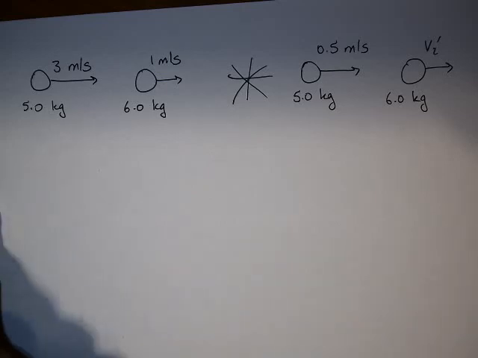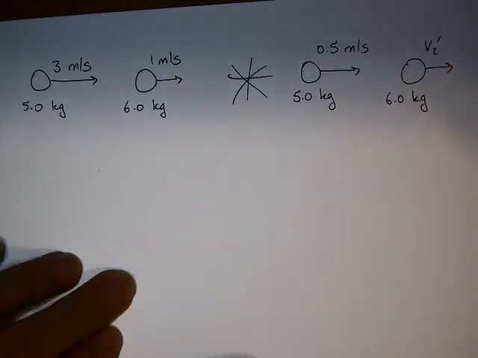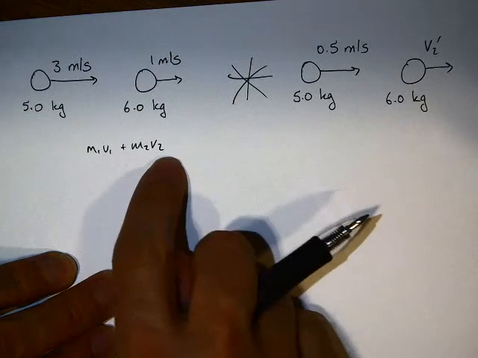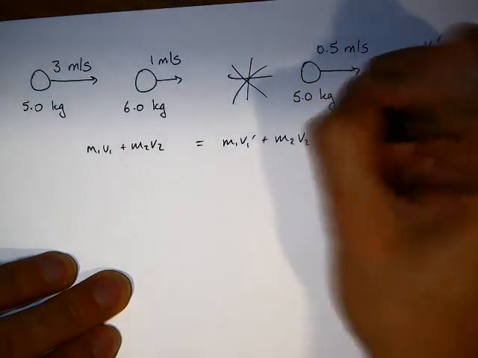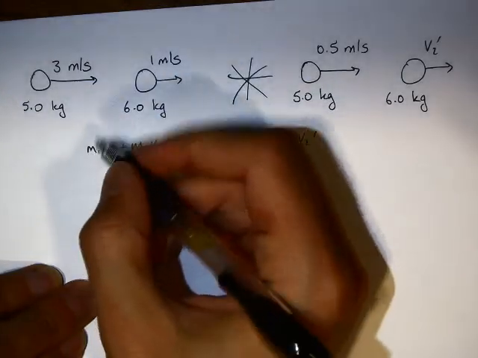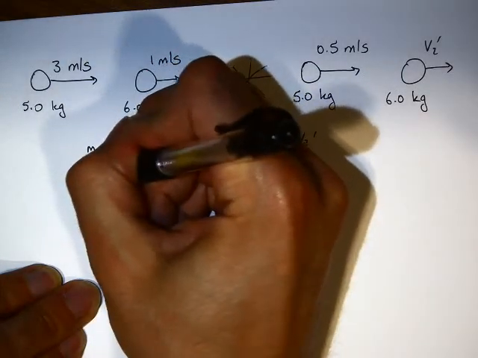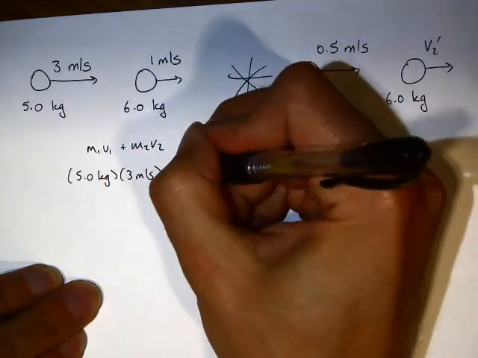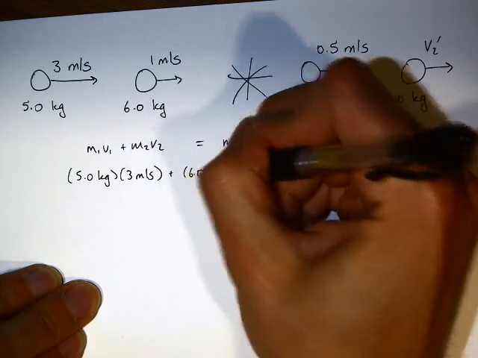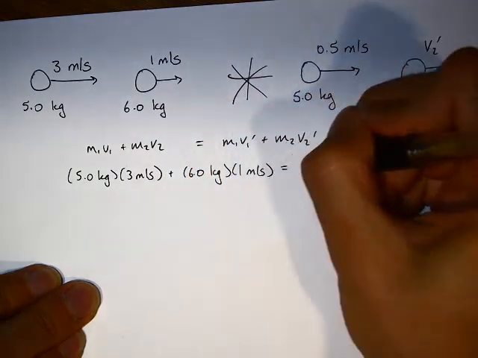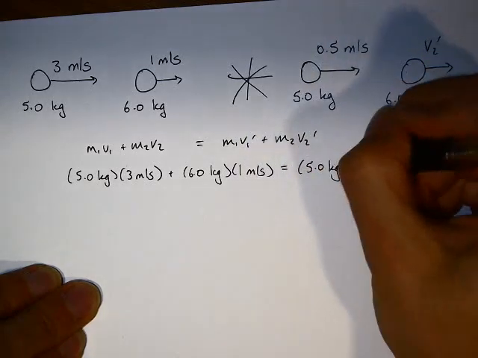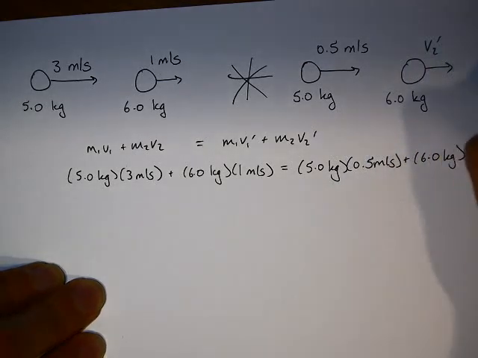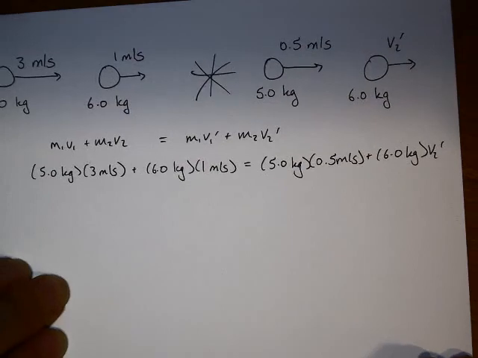So we use our master equation and we solve for v2 prime. We have m1v1 plus m2v2, total momentum prior to the collision, equals m1v1 prime plus m2v2 prime. That is 5 kilograms times 3 meters per second. You could probably do it faster in your head than I can write it out. Plus 6 kilograms times 1 meter per second equals 5 kilograms times 0.5 meters per second plus 6 kilograms times v2 prime.